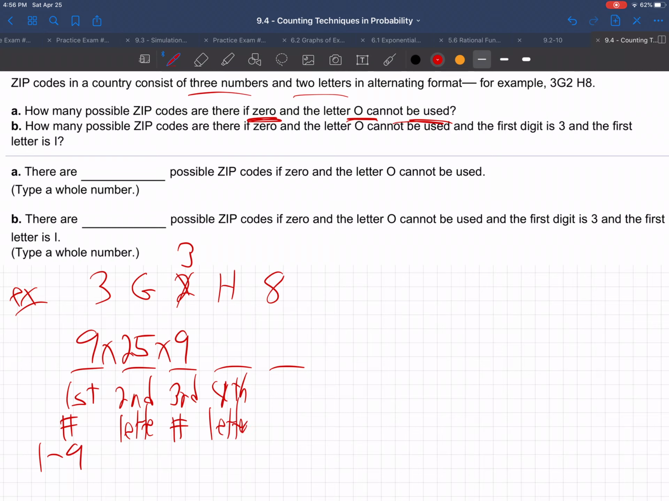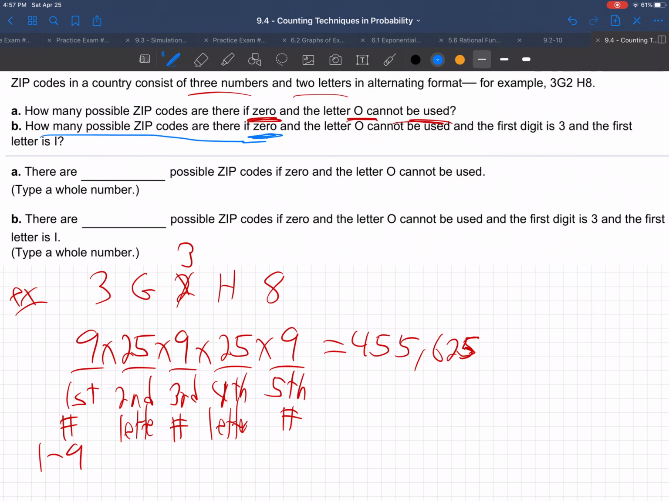And so for a letter, it would be 25 different options. And the fifth spot is a number. So that would be 9 different options again. So if we multiply those together, I'm getting 455,625. There we go.